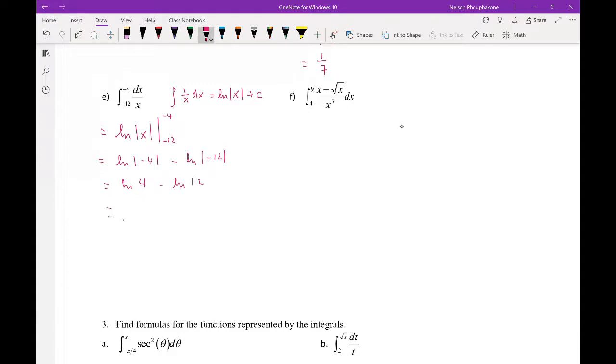Then, of course, we will have 4 over 12. So basically, I have natural log of 1 over 3. And to this one, if you remember, we could write this down as natural log of 1 minus natural log of 3. So the answer is negative natural log of 3.